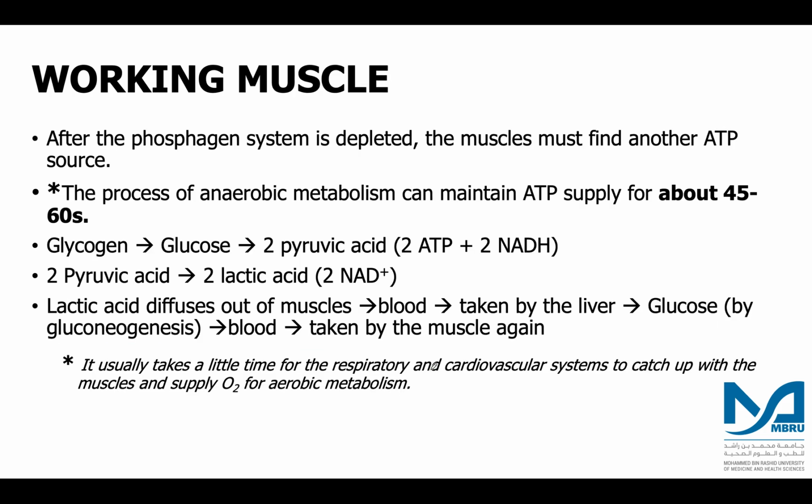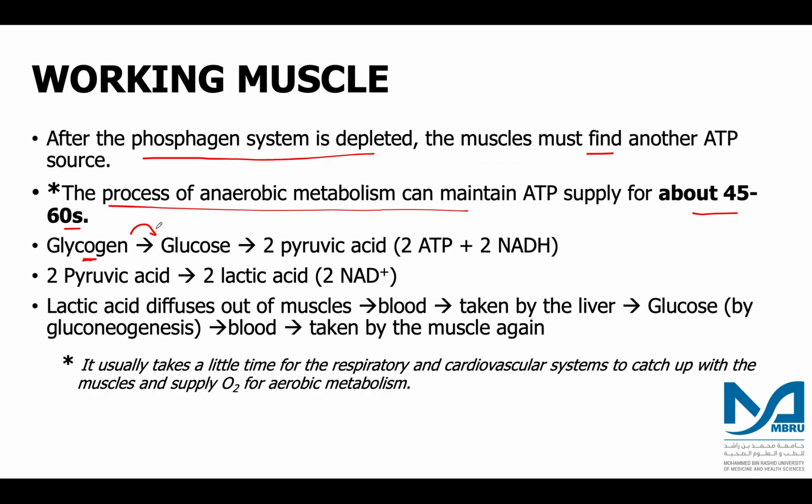Now, after the ATP-CP system is exhausted or depleted, and this particular system is called the phosphagen system, the muscle must find another source of ATP. And the process of anaerobic metabolism can maintain ATP for about 45 to 60 seconds. Conditioning can increase it further to 2 or 3 minutes, but in general it can sustain the ATP requirement for 45 to 60 seconds. What happens is muscle glycogen is converted to glucose by the process of glycogenolysis.